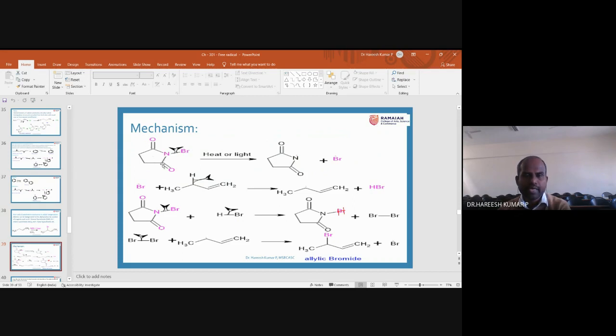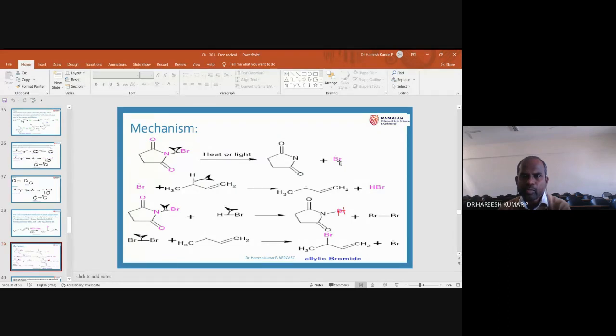N-bromosuccinimide. When N-bromosuccinimide is subjected to heat or light, what will happen? There will be a homolytic cleavage between the nitrogen and bromine, giving rise to a succinimide radical and a bromine radical.